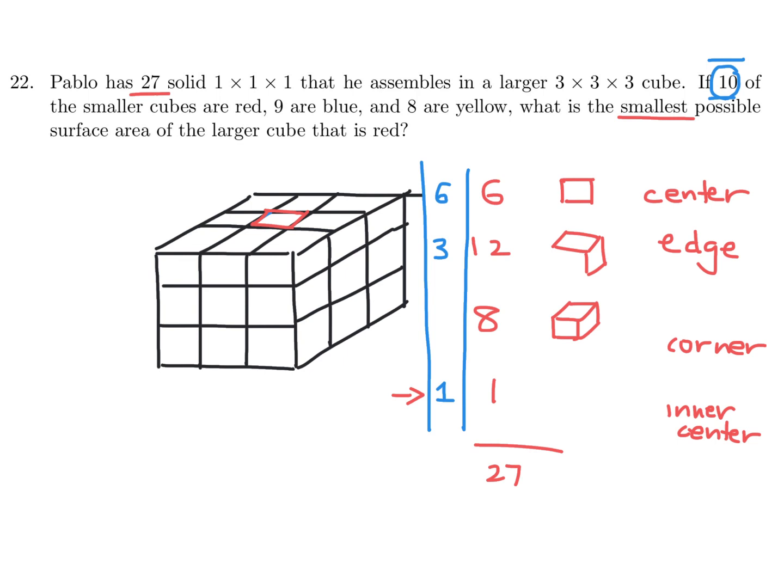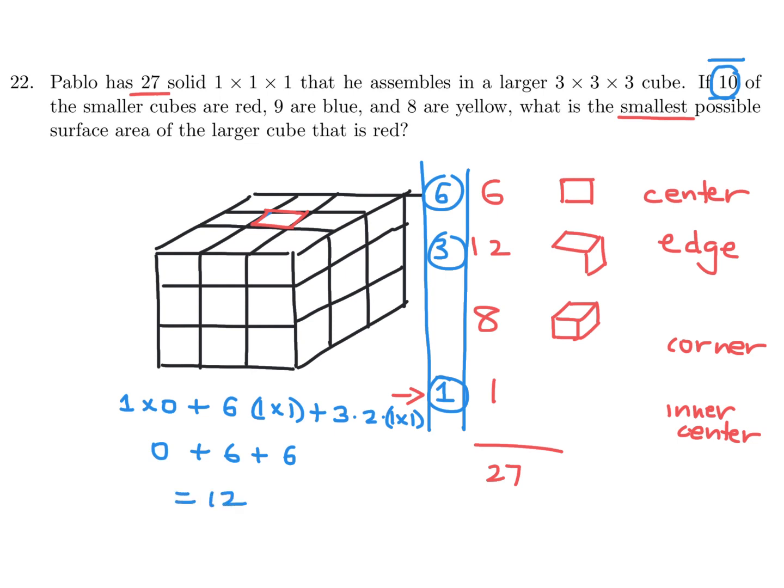So now I've got to figure out the surface area. This inner one contributed 0. Each of the center ones contributes 1 because it's a 1 by 1 square. And each of the edge ones would contribute 2 faces. So 3 times 2 times 1 by 1. So this is 0 plus 6 plus 6, and that is 12. So with a little bit of analysis, you're able to get the correct answer, which is 12.